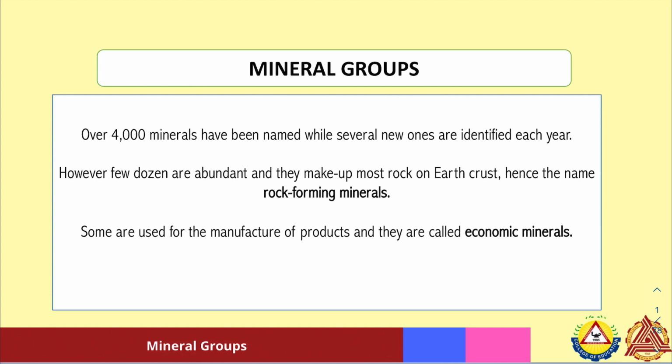So let's start from the mineral group. Considering that there are several minerals named, in this case we have over 4,000 minerals that have been given names. They are identified, and the composition is also defined, like for quartz, SiO2 and others. There are still new ones that are identified each year. But out of the 4,000 and counting minerals, a few dozen are abundant.